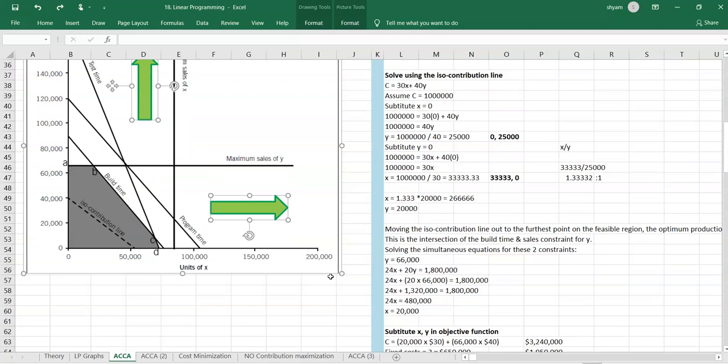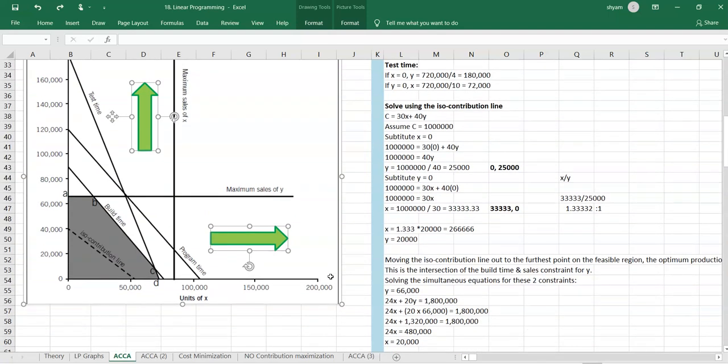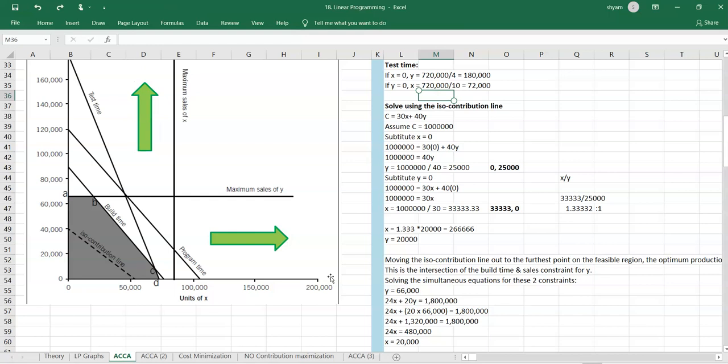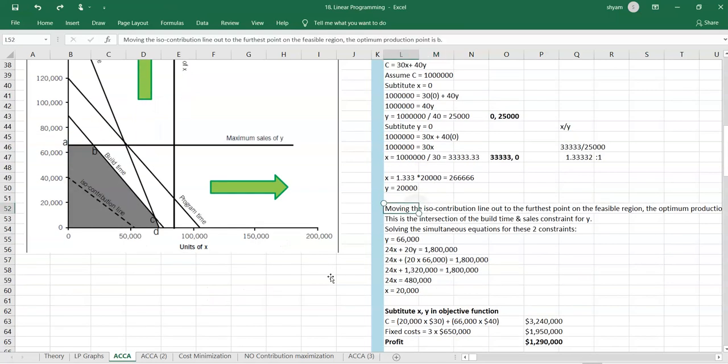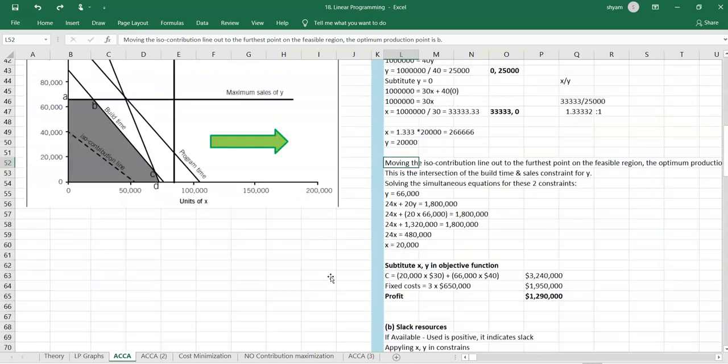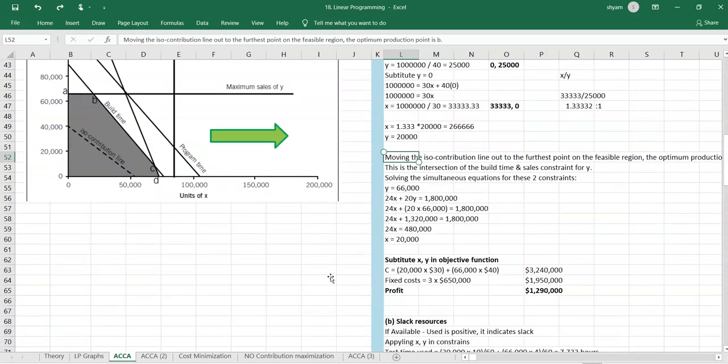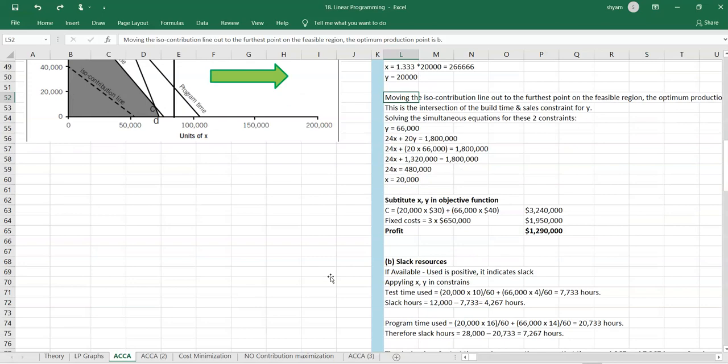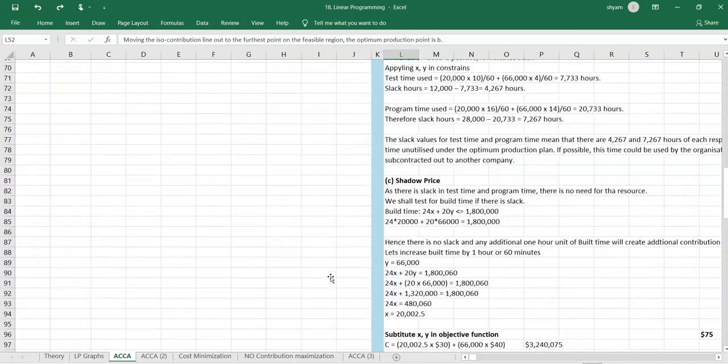The first method is given here. I have done it in this. The second one is below here. However, you can do it in your own way. Then we found out the total contribution, total profit, slack, and shadow price.